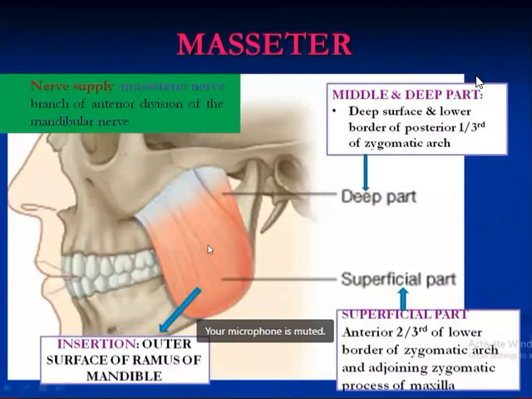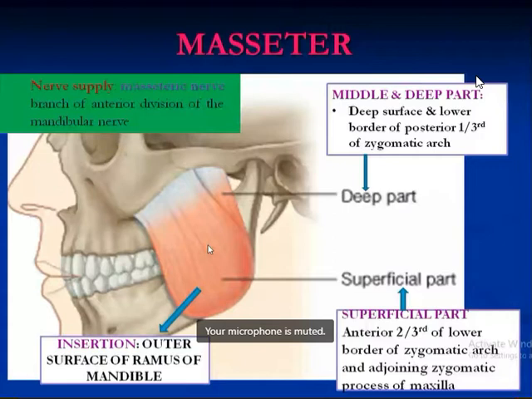Just recall the branches of the trigeminal nerve, the branches of the mandibular nerve. The masseteric nerve comes from the anterior division of the mandibular nerve. When I was teaching you the cranial nerves, at that time also I told you the masseteric nerve arises from the anterior division of the mandibular nerve.